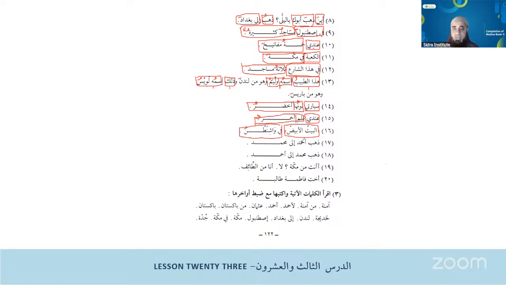Next one, ذهب أحمد إلى محمدٍ. Ahmed went to Muhammad. So where's our غير منصرف word? The word Ahmed. And we've already covered why: وزن فعل and علم. Tarkeeb, ذهب is فعل, Ahmed is the fa'il. إلى محمد, the prepositional phrase is connected to ذهب. And then this will group together to become جملة فعلية خبرية.